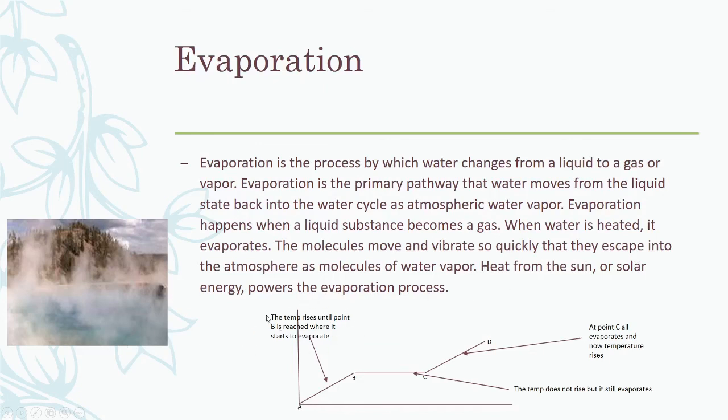This is very much the same. The temperature rises until point B is reached where it starts to evaporate. The same thing. This is a heating curve. The temperature does not rise, but it still evaporates. And at point C, all of it has evaporated, and now the temperature rises.